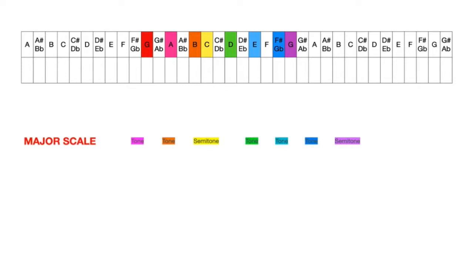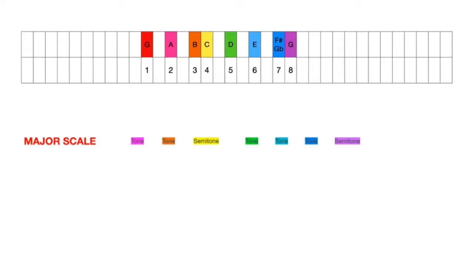If we number these notes we've chosen, we get 8 notes. 1, 2, 3, 4, 5, 6, 7, and the octave. And these are the notes of our major scale, in this case, a G major scale. And if you sing this, it's going to sound like do, re, mi, fa, sol, la, ti, do, where the do is the note G in pitch.